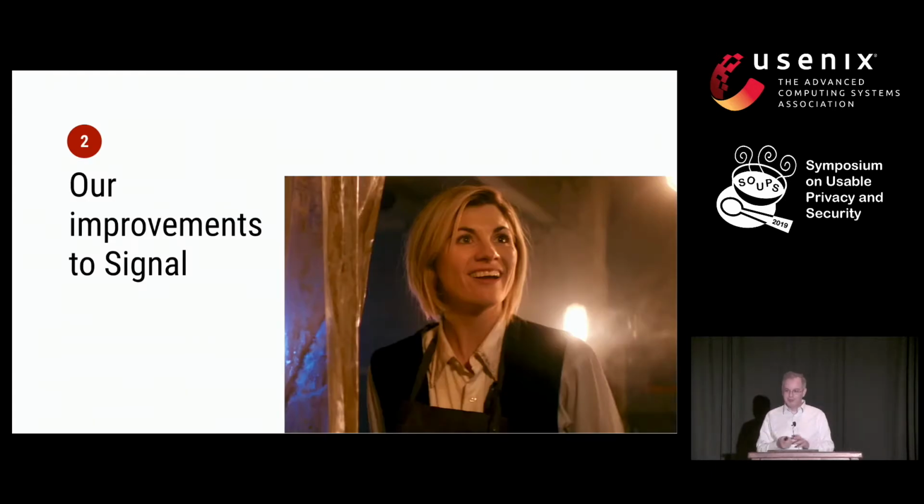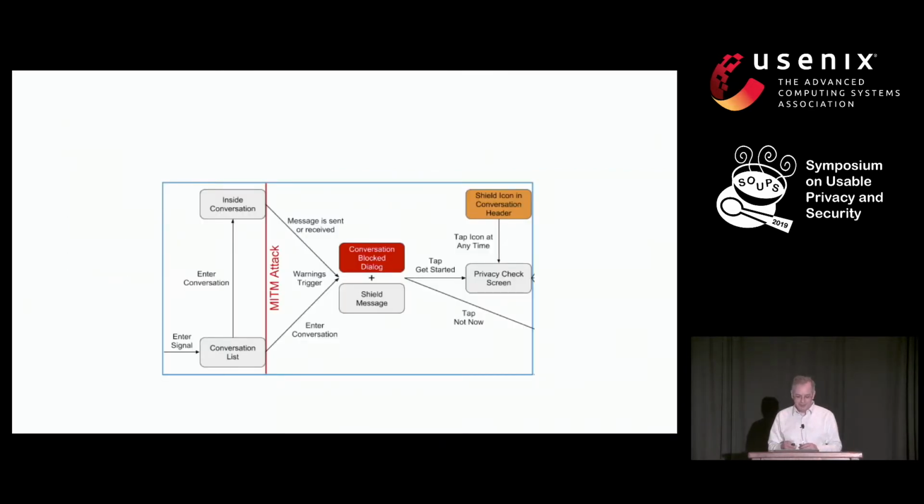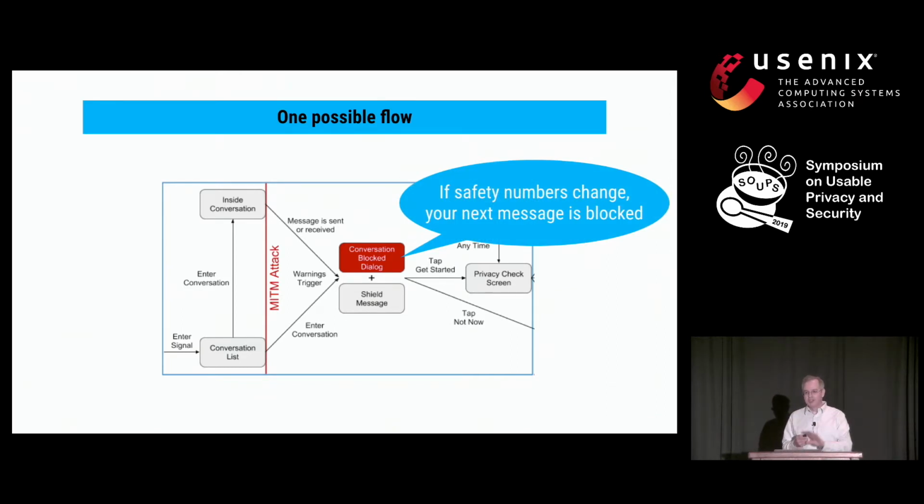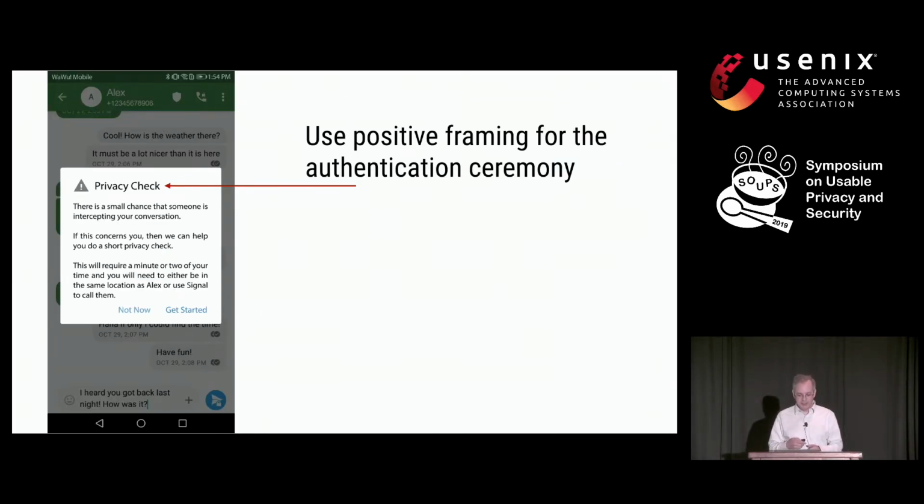Okay, so here's Jody Whittaker again. Now she's looking pleased because she has seen our improvements to Signal. So we're going to walk through what we did to change Signal. We simplified that complicated diagram down to a single flow. So we have one possible flow. If the safety numbers ever change for any reason, we will block the very next message that you send and not allow it to go through. We have some data to back up that choice as to why that was a good choice.